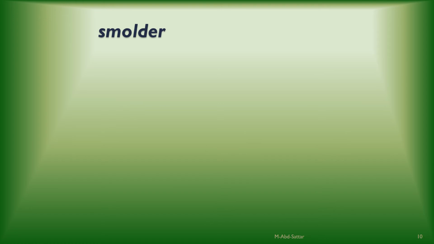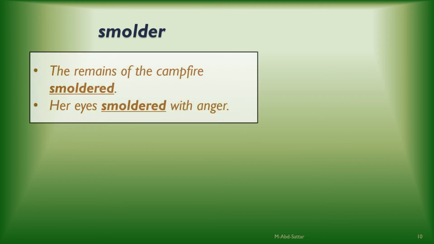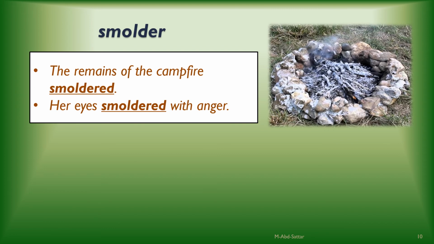Smolder. This word is a verb, but it can be used in two different areas. Look at the first example. The remains of the campfire smoldered. Look at this fire. Do you see any flames? No. What we can see is only smoke. So this is the campfire smoldering after we left the spot or the campsite.